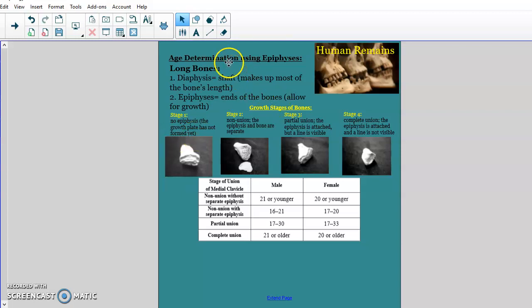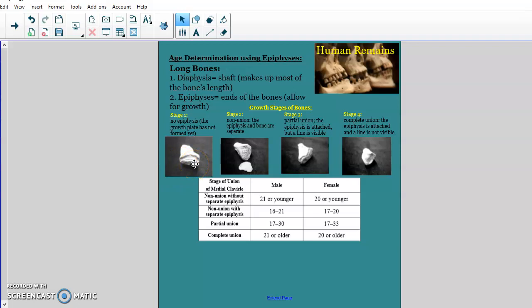So the diaphysis is the shaft, which makes up the length of the bone. The epiphyses are the ends of the bone, which allow for growth. So if you're looking here, stage 1, no epiphyses. There's no growth plate yet. Okay, the growth plate is not there yet. So non-union without separate epiphyses, you're usually younger than age 20 for males, or 21 to 20 years old for males and females. So with no growth plate yet, basically the bone is continuing to grow.